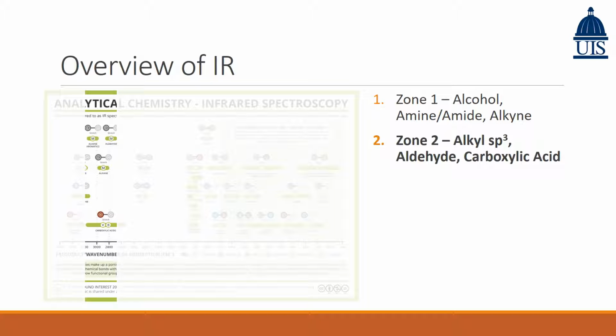Moving over to zone 2, this is our 2700 to about 3200. This is where we're going to find our carboxylic acids, our aldehydes, and our alkanes, which are just our general sp3s.